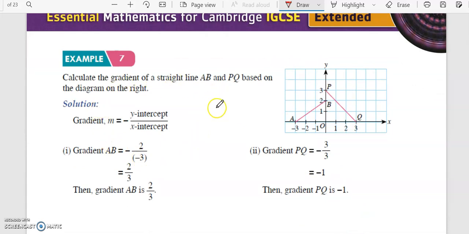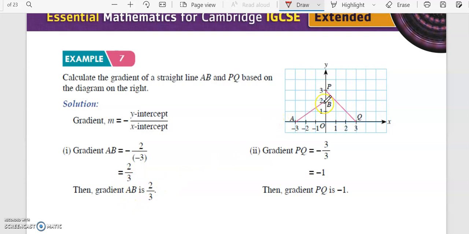Calculate the gradient of the straight lines AB and PQ based on the diagram on the right. So for this one, bila ada line melalui y axis, and the x coordinate still equals 0, so this is the y-intercept. So this is the y-intercept for PQ, and this is the x-intercept for line PQ. So for line PQ, negative y-intercept 3 over x-intercept 3, so the gradient is negative 1. For AB, the y-intercept is 2 and the x-intercept is negative 3, so negative 2 over negative 3, so the gradient of AB is 2 over 3.